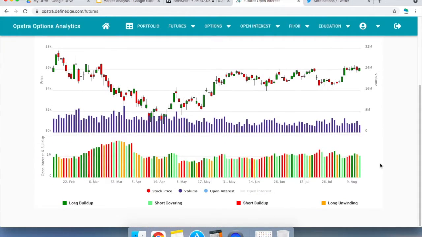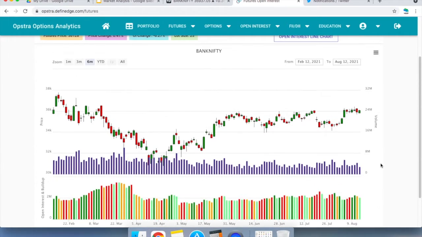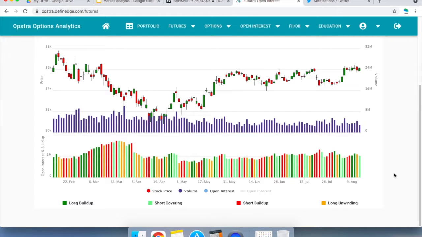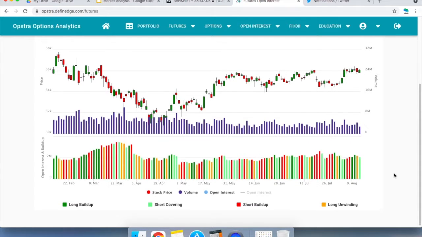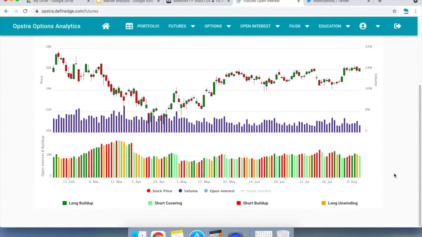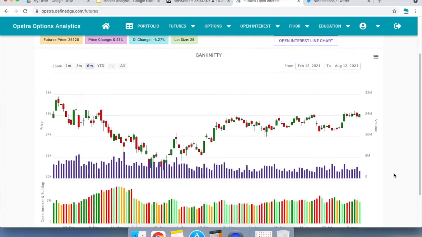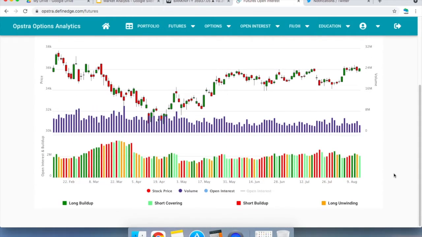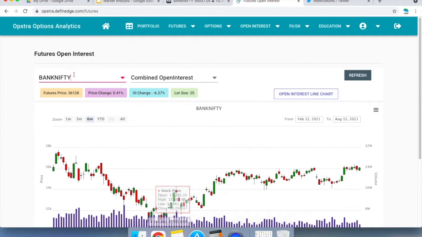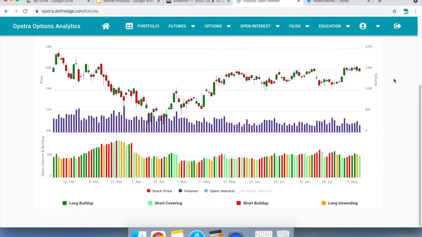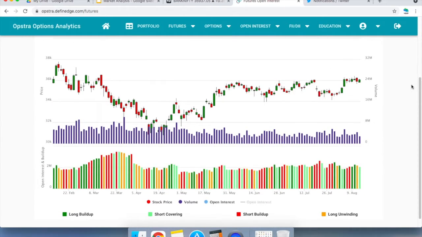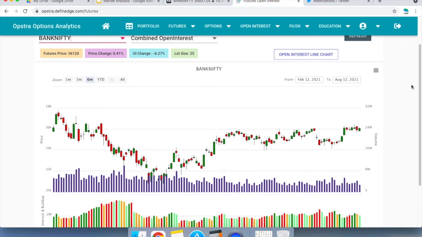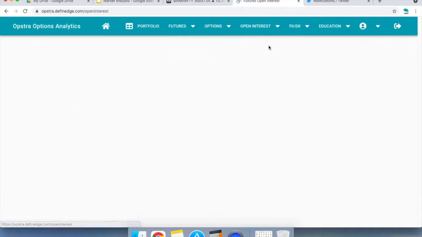So short covering is that people who have gone short are now turning back to bullish, right? That's what short covering is. Short covering normally gives a lot of movement, because of panic, people who have gone short suddenly turning back. That is what you are seeing in Bank Nifty, and Nifty also you are seeing short covering, right? Which means people are turning bullish. So open interest data for futures clearly shows that there is a potential for further move.